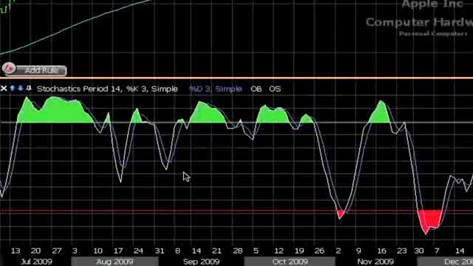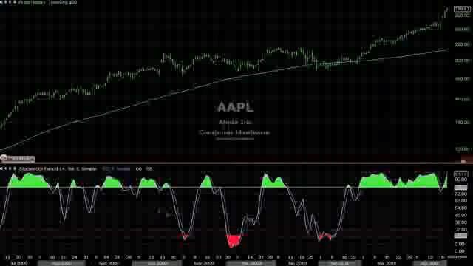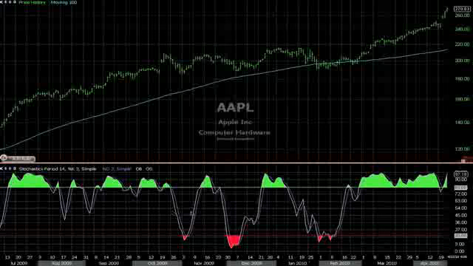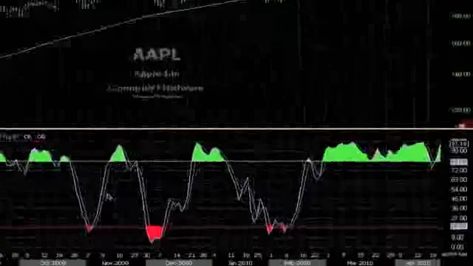Traders looking for a scalp might use a 7, 3, 3 setting instead. Like with all indicators, the lower the settings, the more whipsaws. So you have to backtest and forward test to see which setting suits you best. When stochastic is below the trigger line, the momentum is to the downside. And when stochastic is above the trigger line, the momentum is to the upside, however brief this momentum will be.